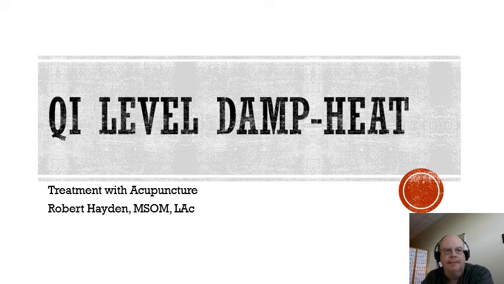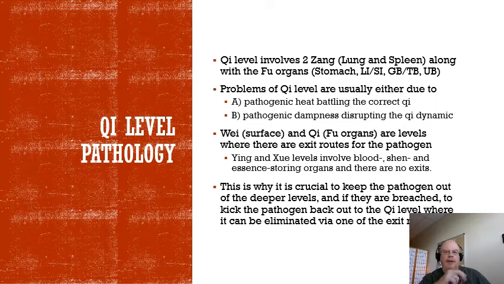I'm going to talk a little bit about chi level dampness and damp heat. The chi level involves two zang organs, the lung and the spleen, along with the fu organs: stomach, intestines, gallbladder, triple burner, and urinary bladder.